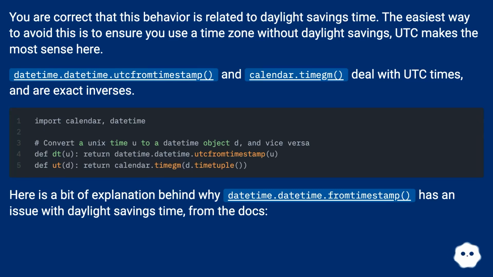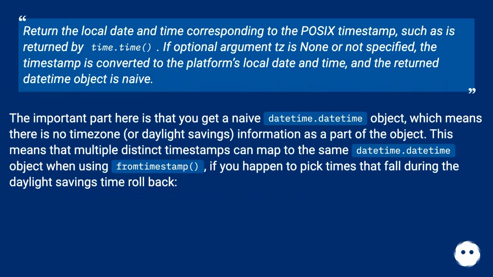Here is a bit of explanation from the docs behind why datetime.datetime.fromtimestamp has an issue with daylight savings time. Return the local date and time corresponding to the POSIX timestamp, such as is returned by time.time. If optional argument tz is None or not specified, the timestamp is converted to the platform's local date and time, and the returned datetime object is naive.